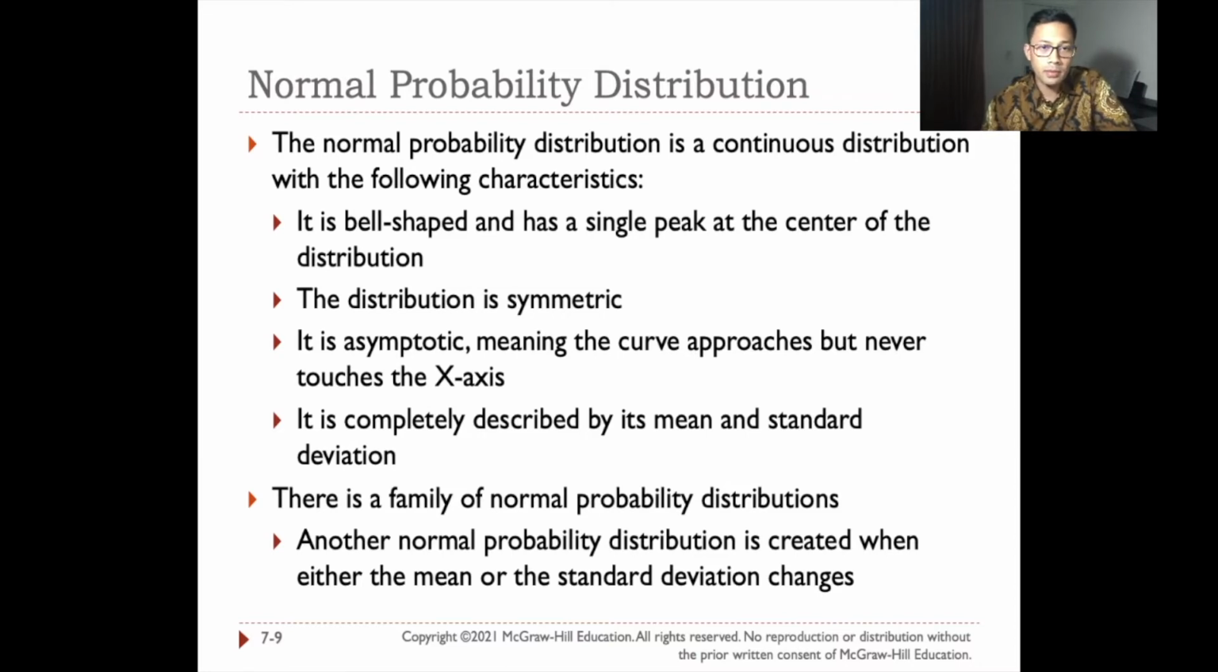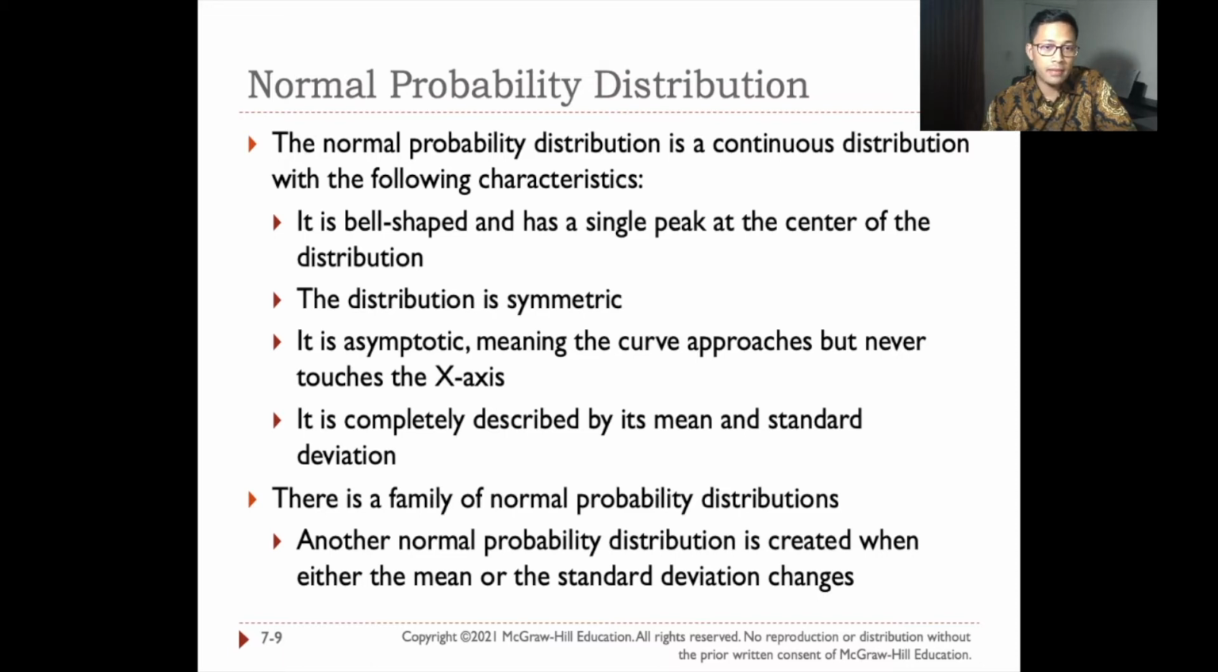Okay, so the normal probability distribution is a continuous distribution with the following characteristics. It is bell-shaped and has a single peak at the center of the distribution. The distribution itself is symmetric. It is asymptotic, meaning that the curve approaches but never touches the x-axis. It is completely described by its mean and standard deviation.